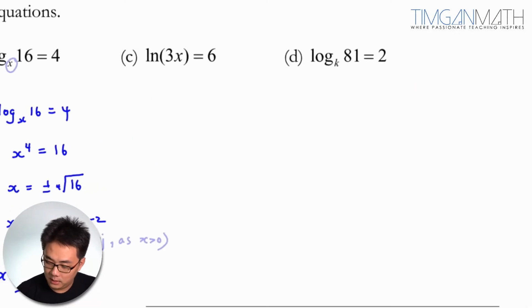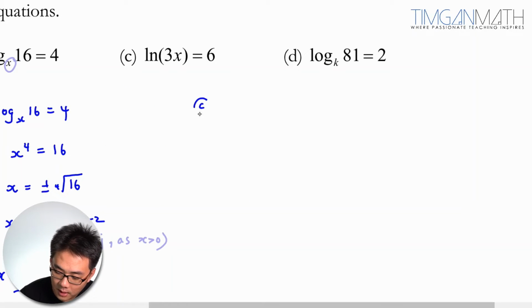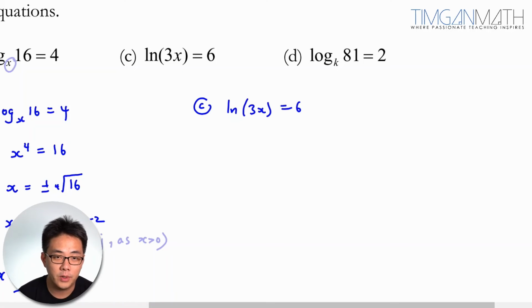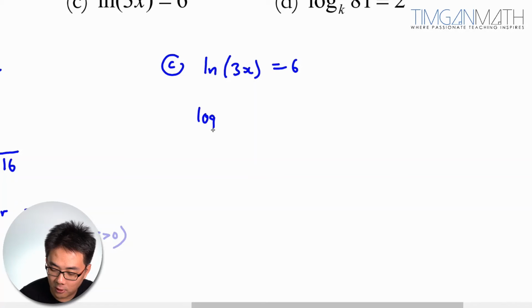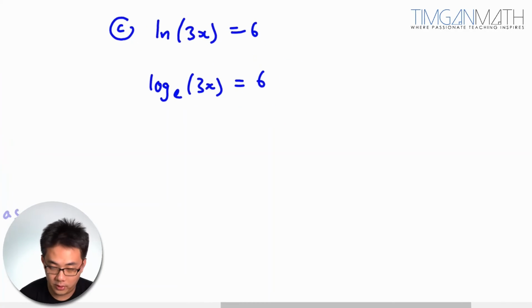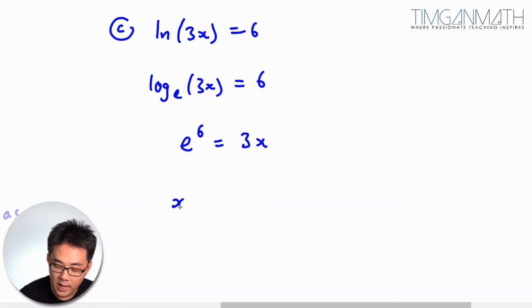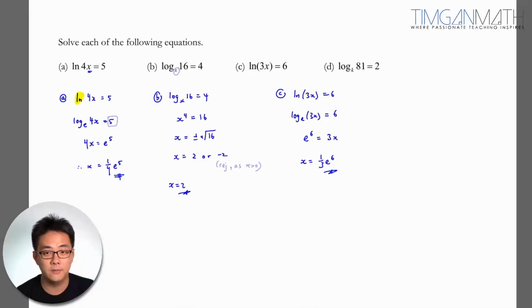Let's look at C. Similarly for C, ln 3x equals 6, and we're going to solve for x. Similarly, this is log base e of 3x, since ln is just log base e. If we change it to index form, it will be e to the power of 6 is given by 3x. So x will be given by 1/3 e to the power of 6. This is how we do C.